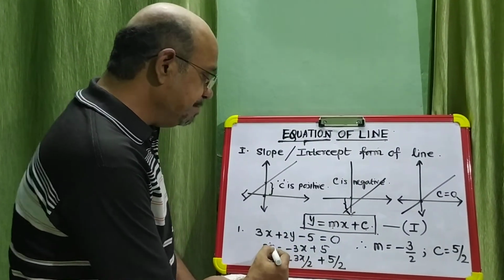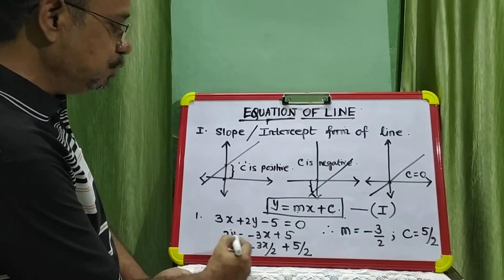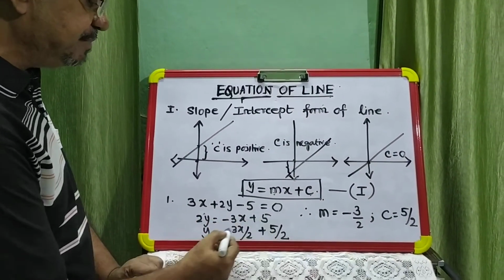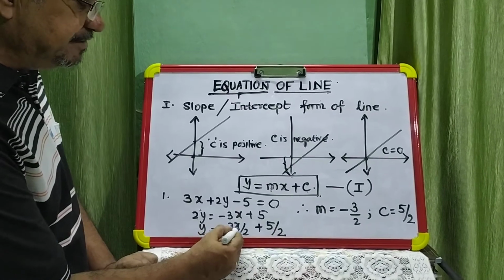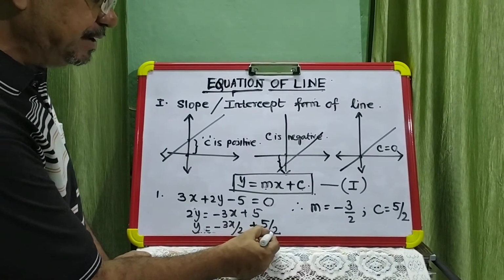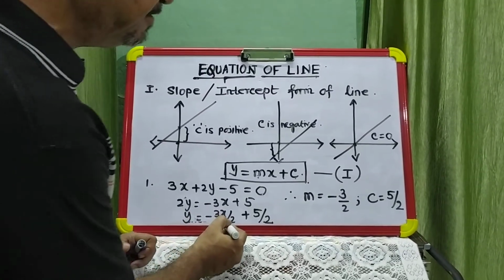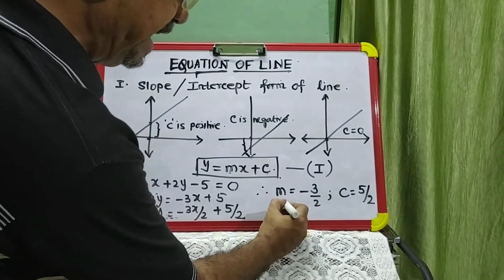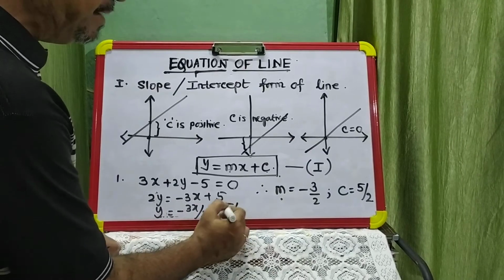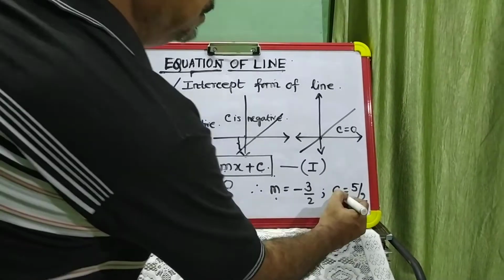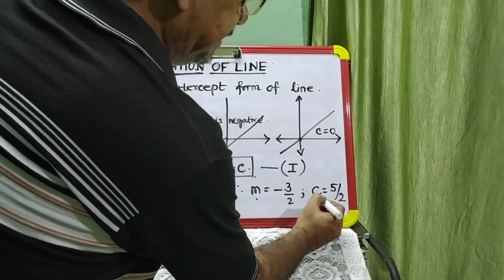So we make y the subject of the formula. 2y is equal to minus 3x plus 5. y is minus 3x by 2 plus 5 by 2. So what is the coefficient of x? Coefficient of x is minus 3 by 2, which is the slope m, and the term which is independent of x, 5 by 2, is the y-intercept of the line, c.